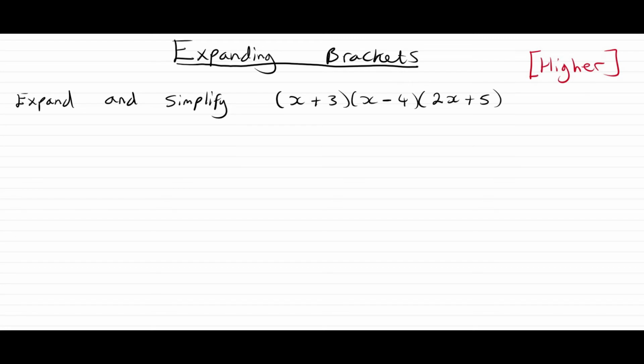So the hardest expanding brackets you will ever get is expanding triple brackets. So expand and simplify x plus 3 in brackets, x minus 4 in brackets, and 2x plus 5 in brackets. If you want to give this a go and attempt it, pause the video now, and then we'll come back to it in a bit.